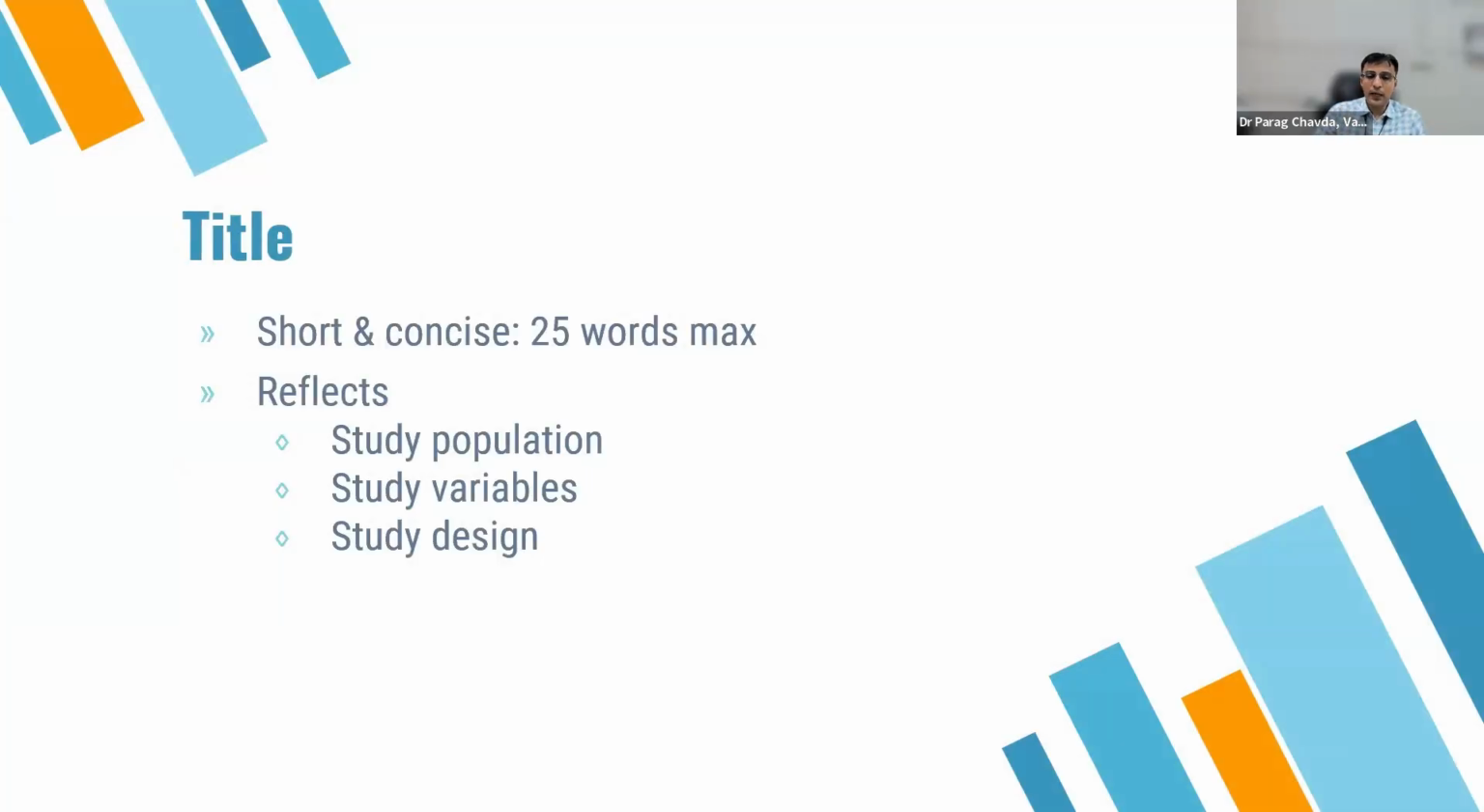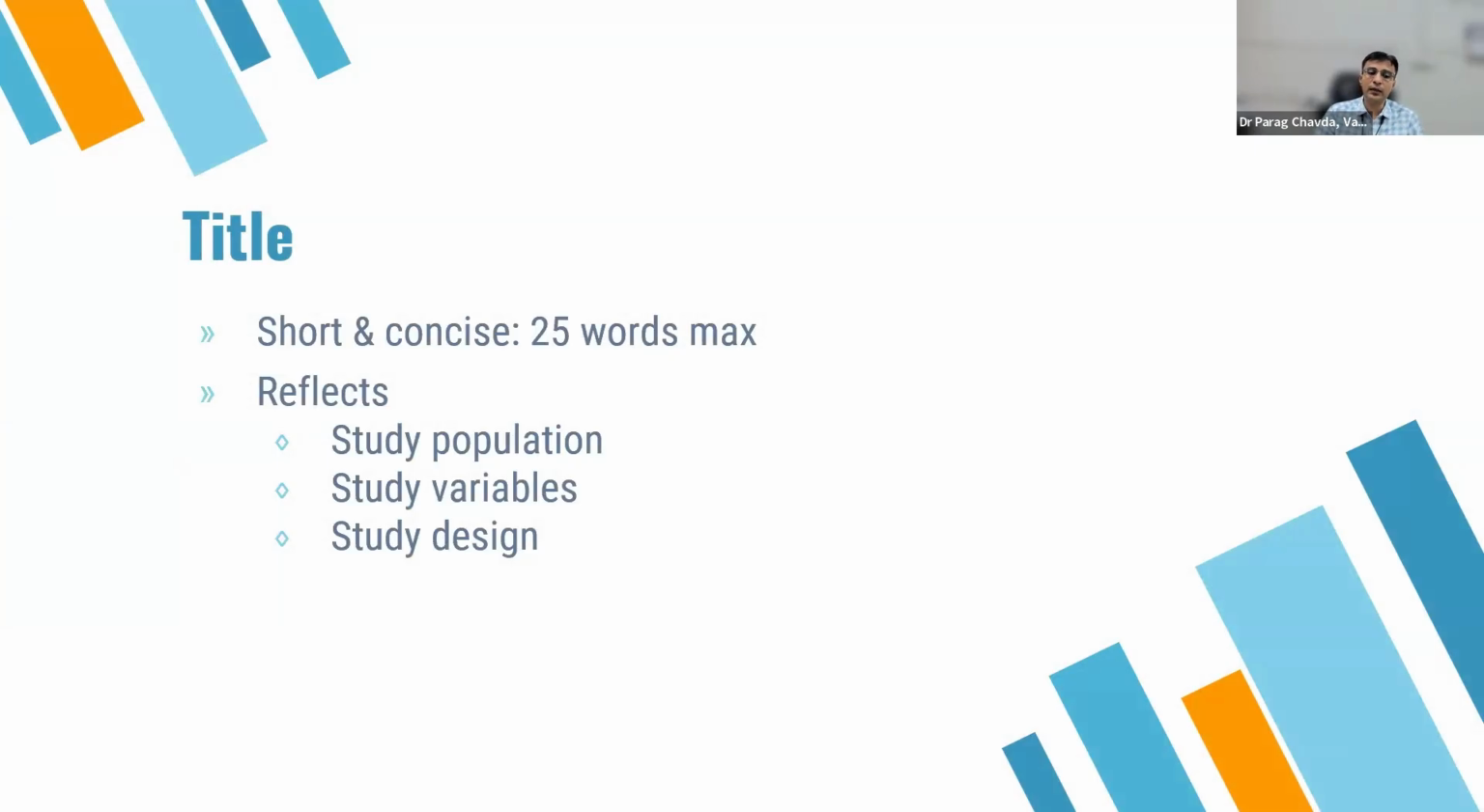So then the next part is writing the title. So during the previous two sessions, we have taken examples of multiple studies and looked at multiple titles. What we realize is that the ICMR allows only a maximum of 25 words for the title. So the title has to be short and concise. And in fact, 25 words is good enough for us to convey everything that our study is all about.